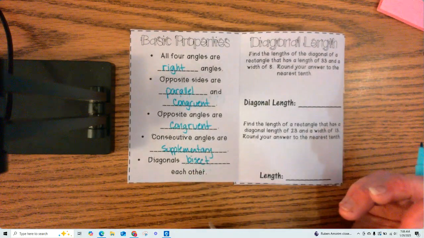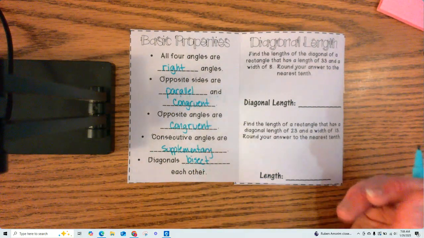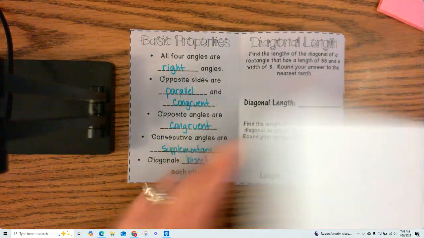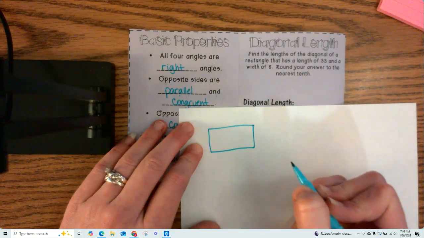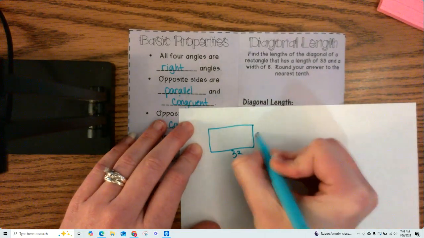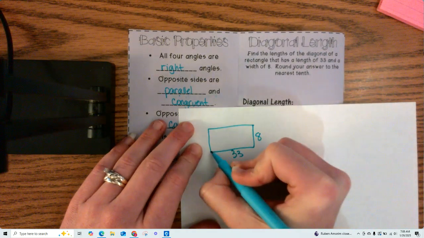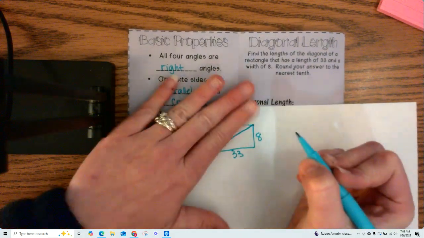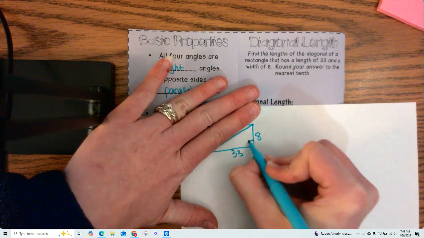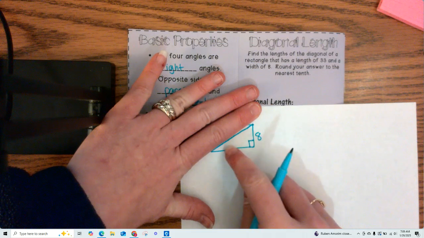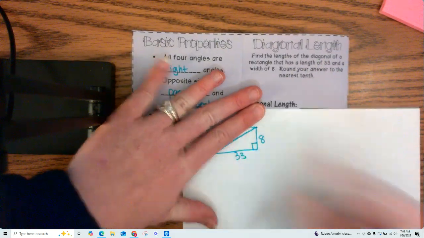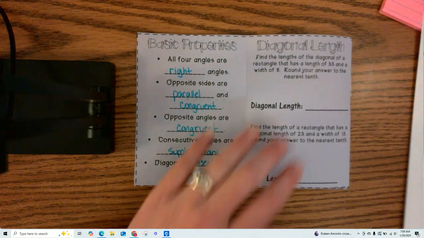Diagonal length. Find the length of the diagonal of a rectangle that has a length of 33 and a width of 8. Round your answers to the nearest 10th. So if we've got a rectangle that has a length of 33 and a width of 8, it says find the length of the diagonal. This would be the diagonal. So what happens is we form a right triangle, and these are the legs and the diagonal forms the hypotenuse. So we can use the Pythagorean theorem to do this.